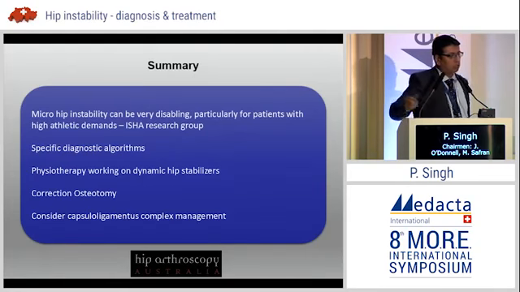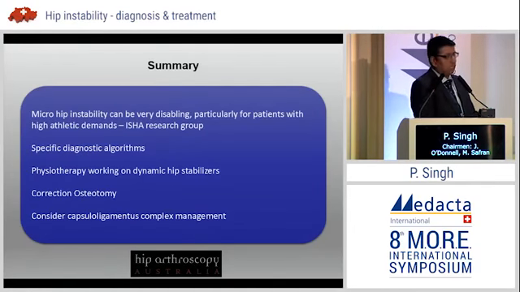So in summary, with microinstability, we're very much at the early stages. It can be very disabling and painful for athletes, and difficult to treat. It's now a focused research area in the ISAKOS Society, so hopefully the story will unravel itself over the next few years. There are specific diagnostic algorithms based on the underlying diagnosis, and physiotherapy certainly has a role, as does arthroscopic management. Thanks for your attention.